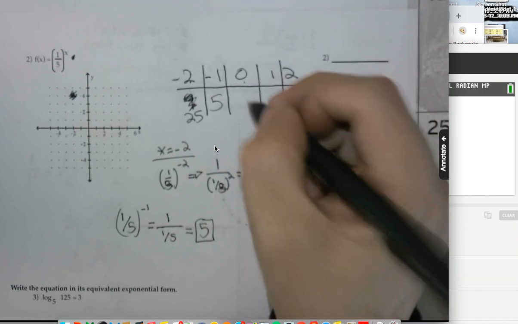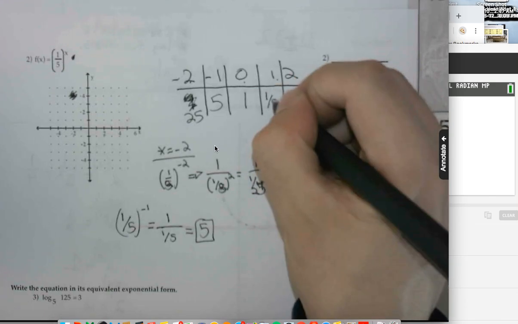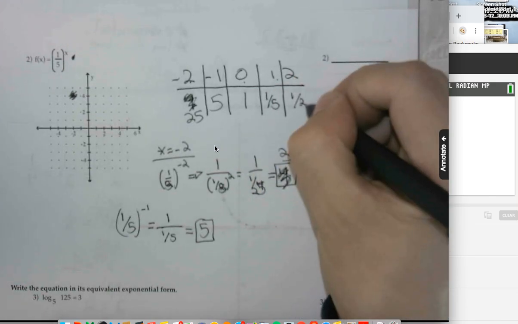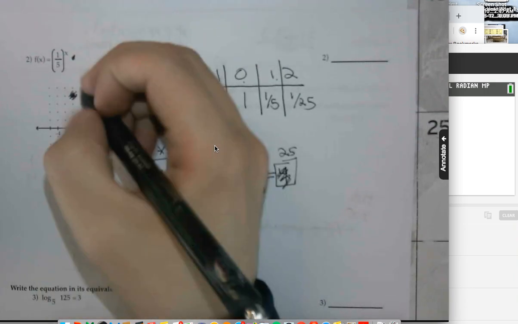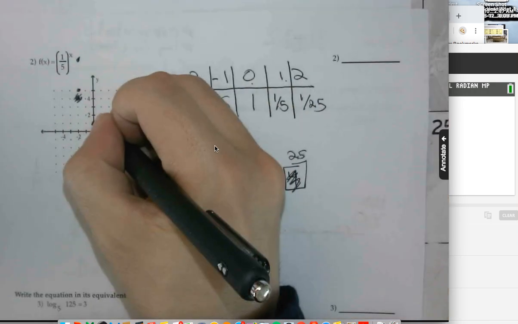Anything to the 0 power is 1. 1/5 to the 1 power is just 1/5. Finally concluding with 1/25. So we can only graph so much of this. This one will be multiple choice, but you should still have some understanding as to how you get your values.